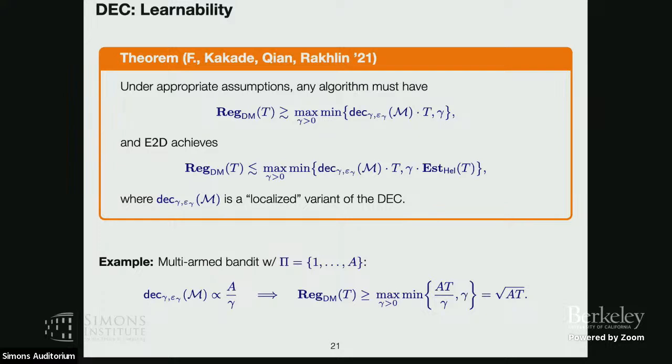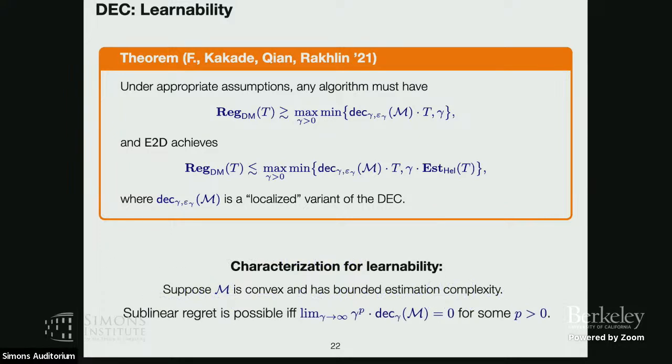Now let me zoom out for a minute before I get to more examples. So the point here is because you have these upper and lower bounds which are matching up to this estimation error, you can actually get from this a characterization for learnability. So when is learning possible at all? Under appropriate conditions, you can have sublinear regret if and only if this DEC decays polynomially as a function of gamma. And that's why we say this is necessary and sufficient.